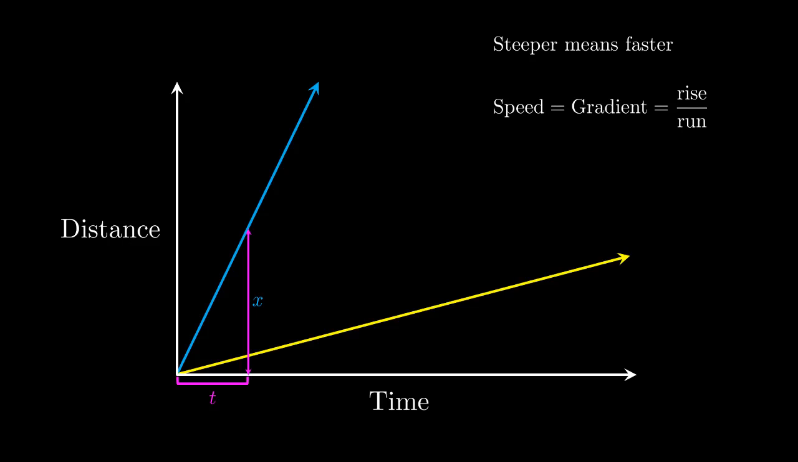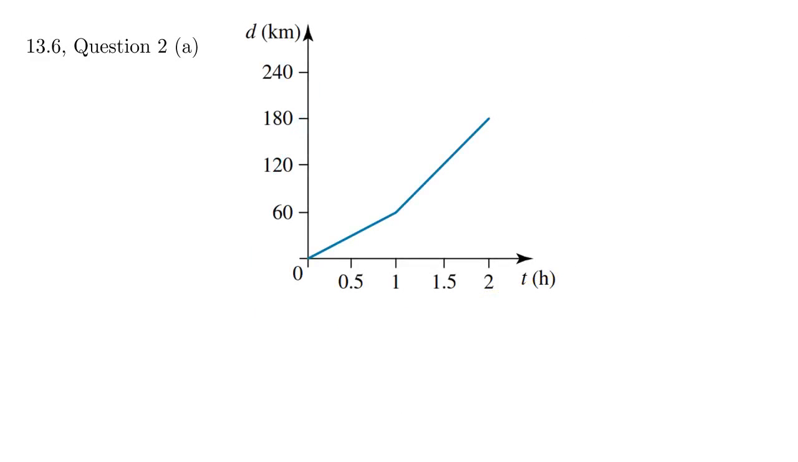I think this would agree with what you've learned in science or other things, where the speed of an object, if it's traveling at constant speed, can be calculated by doing distance traveled over time taken. So you can see how the rise in this case is distance and the run is the time. Speed is exactly the gradient of the line, the slope of the line.